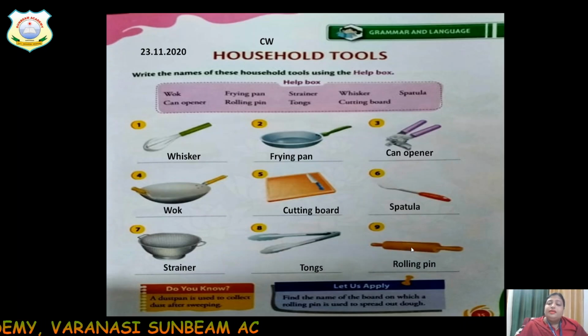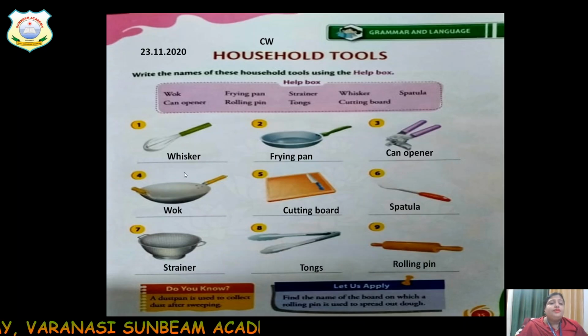Now, last, what is this? Rolling pin. This is used to make rotis, puris, parathas, different types of breads. Now on which thing is it rolled? It is rolled on roller board. On roller board, you roll rotis, different types of flatbreads, with the help of rolling pin.